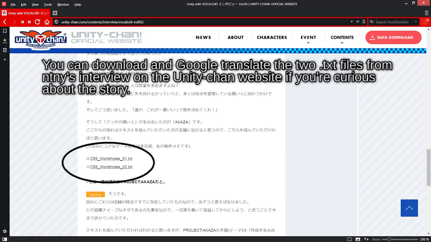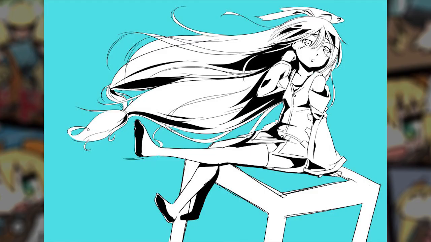Unfortunately, it's all in Japanese, and it reads more like NTNY's scattered thoughts or notes rather than a cohesive story, especially since the two world-building documents offer different situations for the same scenario. But I'll break it down like this. Project AKAZA refers to an alternate world where people no longer make music because creators are afraid to receive negative comments and fans no longer give feedback for fear of scaring away new creators.